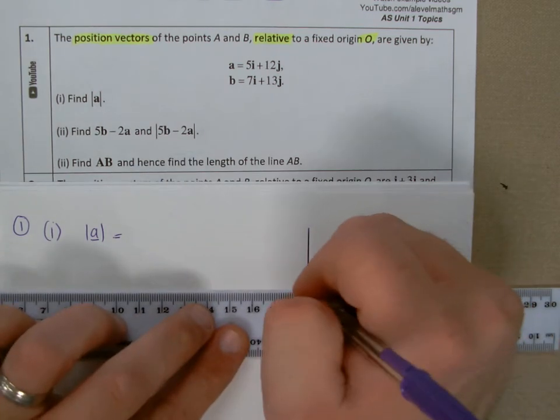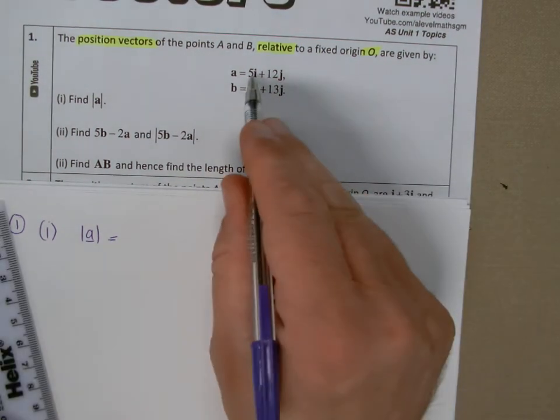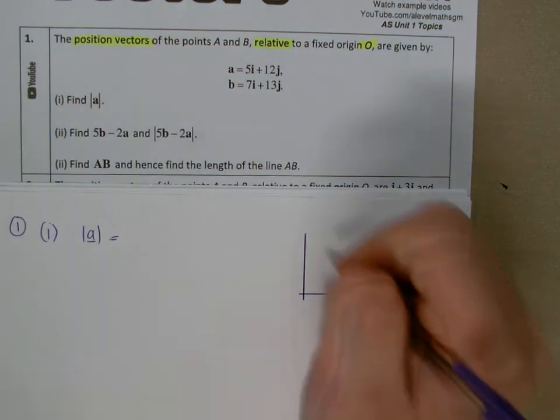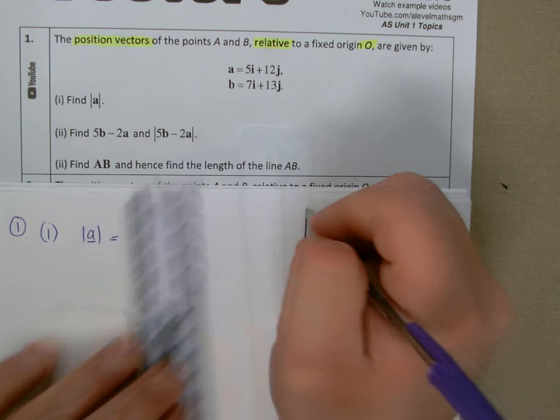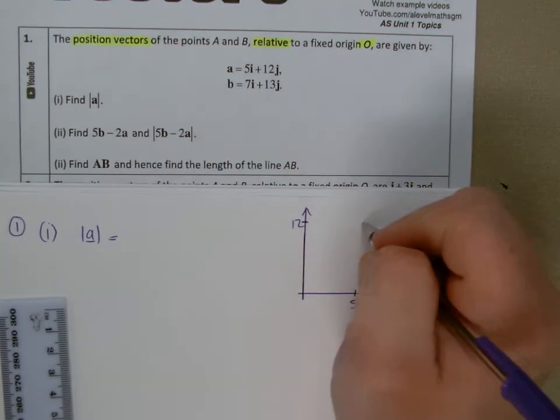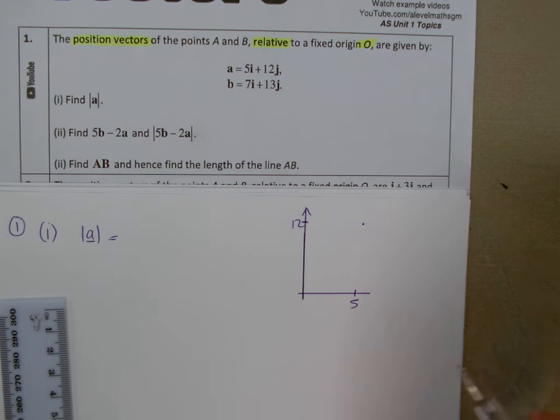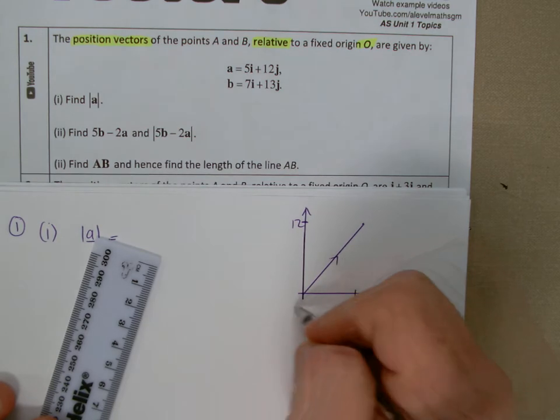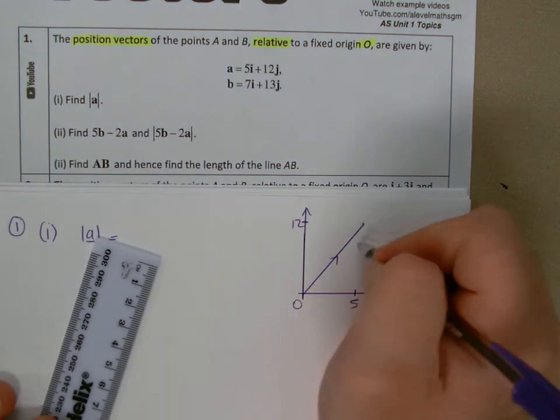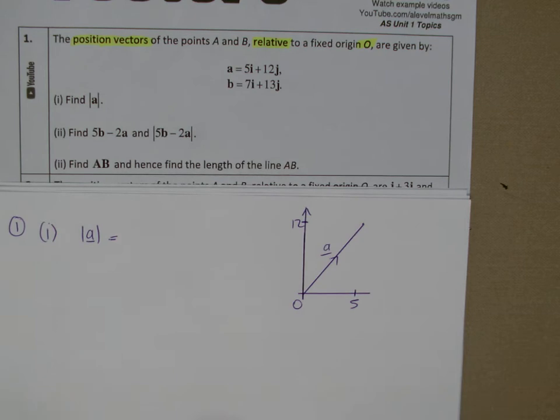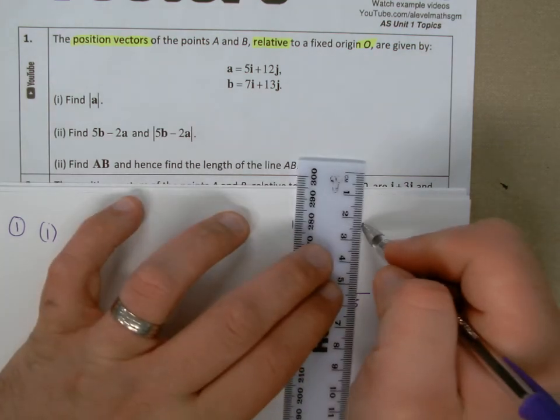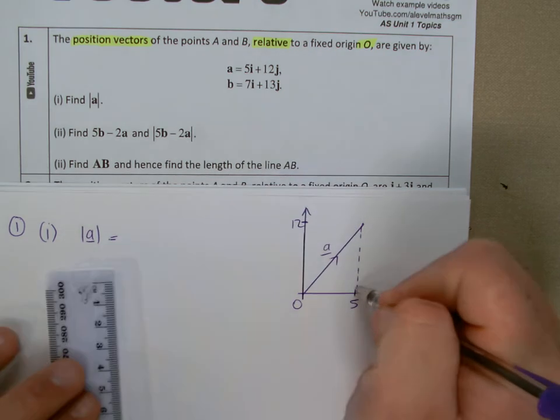And you just got to remember, for A, for instance, here is 5i plus 12j. Well, that means you're going across 5 and up 12. Don't worry about the scale here so much, but it would look something like that, to get to A from the origin. From the origin, you're going across 5, up 12, 5i plus 12j. Now, to get the length of this, we can use Pythagoras, can't we? Because this would actually create a right-angled triangle.